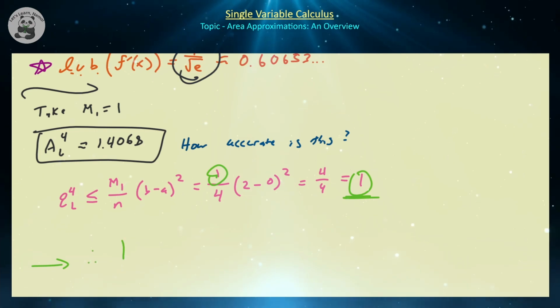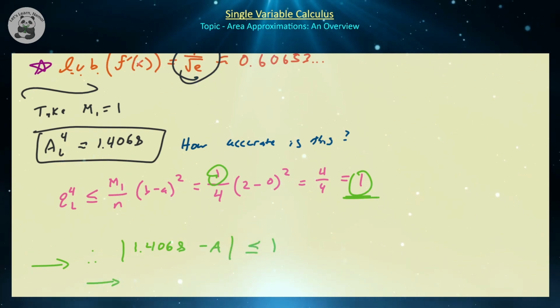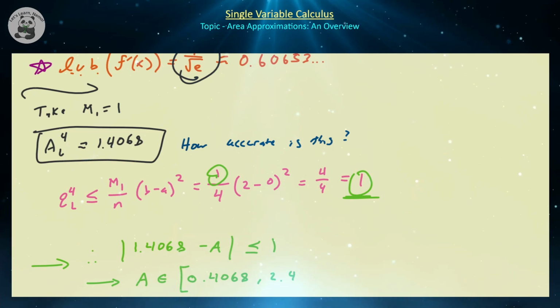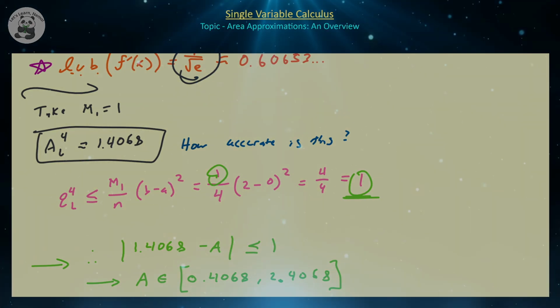So that means the distance from our approximation 1.4068 and the actual area we're aiming for is less than or equal to 1, which means that the exact area is going to belong to the interval 0.4068 to 2.4068. So the exact answer is somewhere between 0.4 and 2.4. And that much we can guarantee just from this approximation.